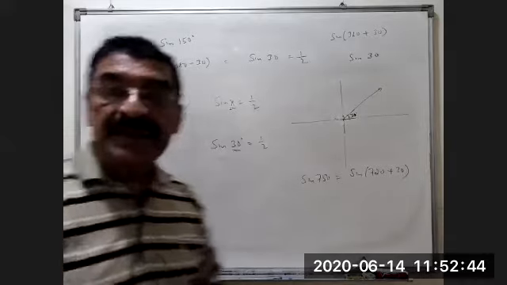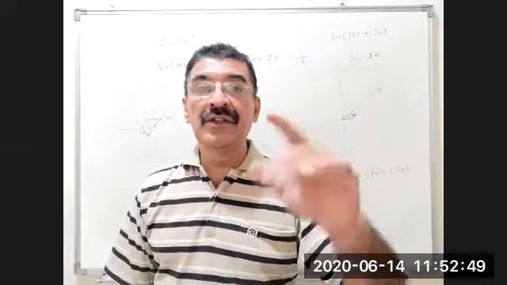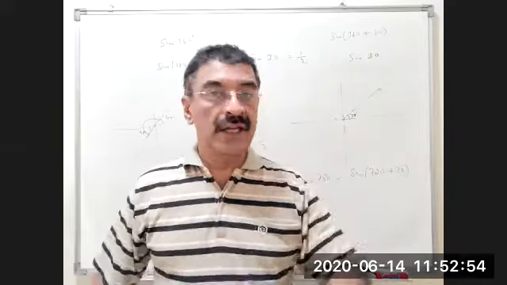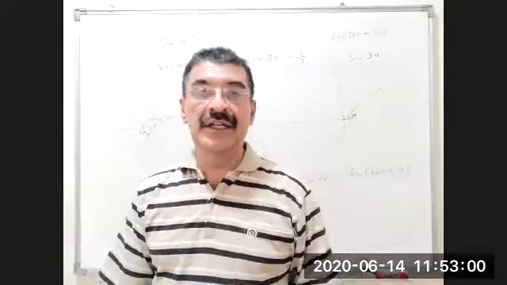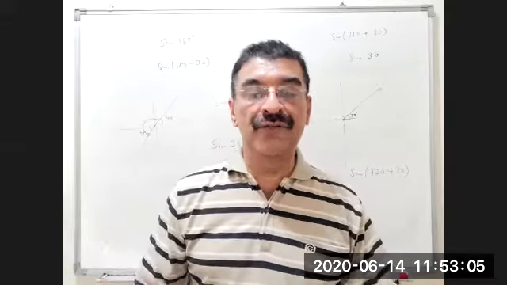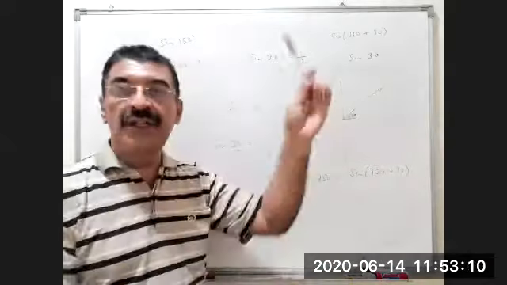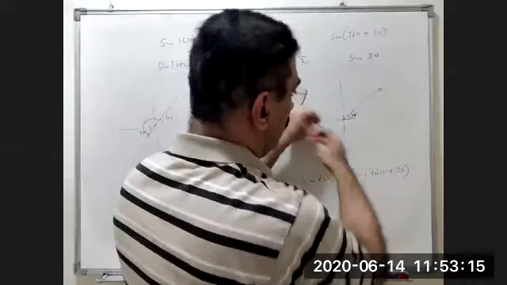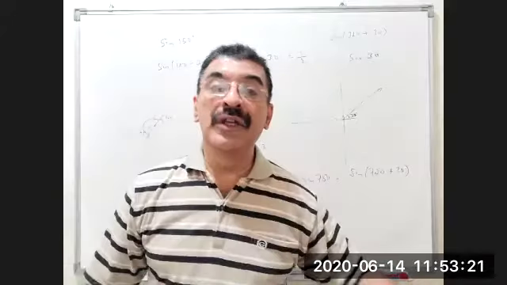So remember, sine and cos repeat after a period of 360 degrees, or 2 pi radians, and tan repeats after pi, that is 180 degrees. So for the equation sin x equal to some value, we have infinitely many values of x, because after every 360 degrees we get the same value. 30, then 30 plus 360, and again. So we have infinitely many values.